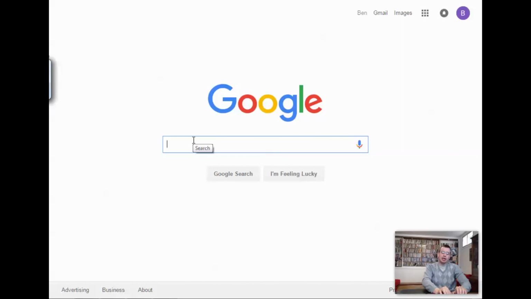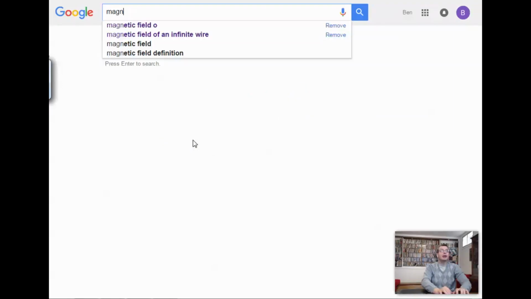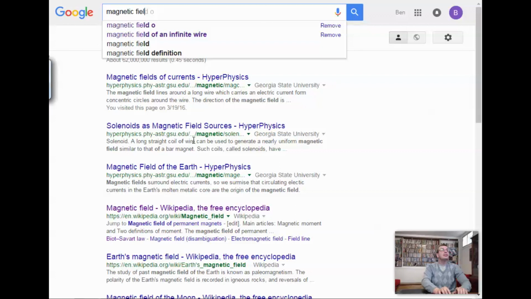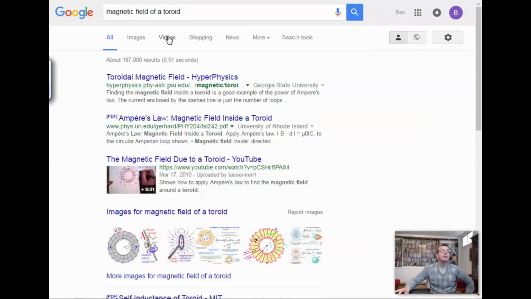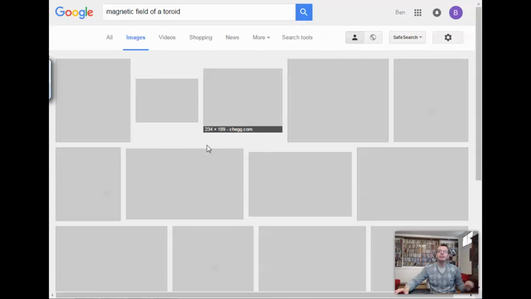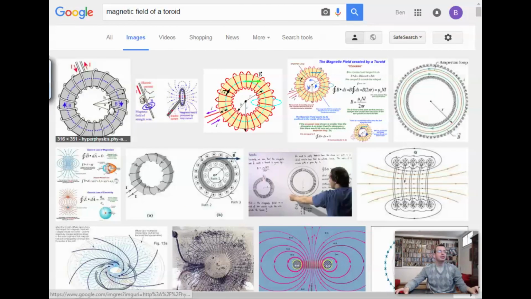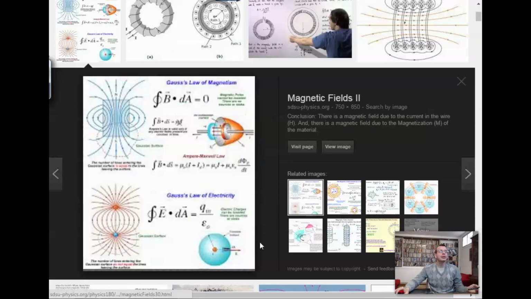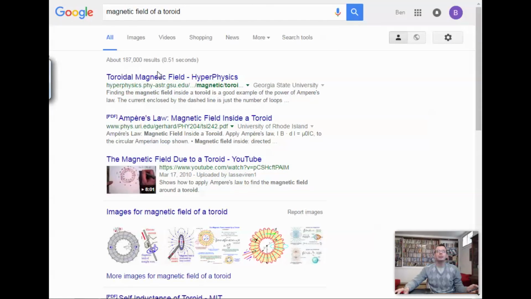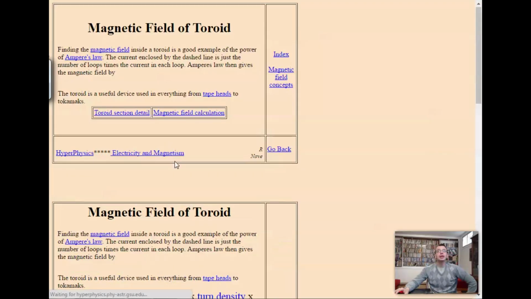So I'm going to type in magnetic field of a toroid. Ooh, I could probably just click, nope, not shopping. What if I can buy a toroid? I probably could. Don't want one. Just show me the formula. Ah, here we go. Yeah, perfect.